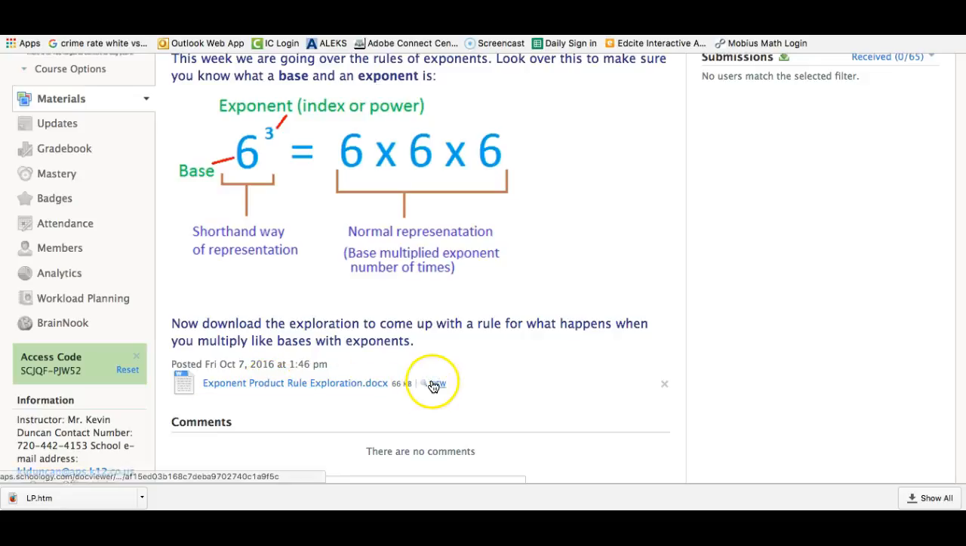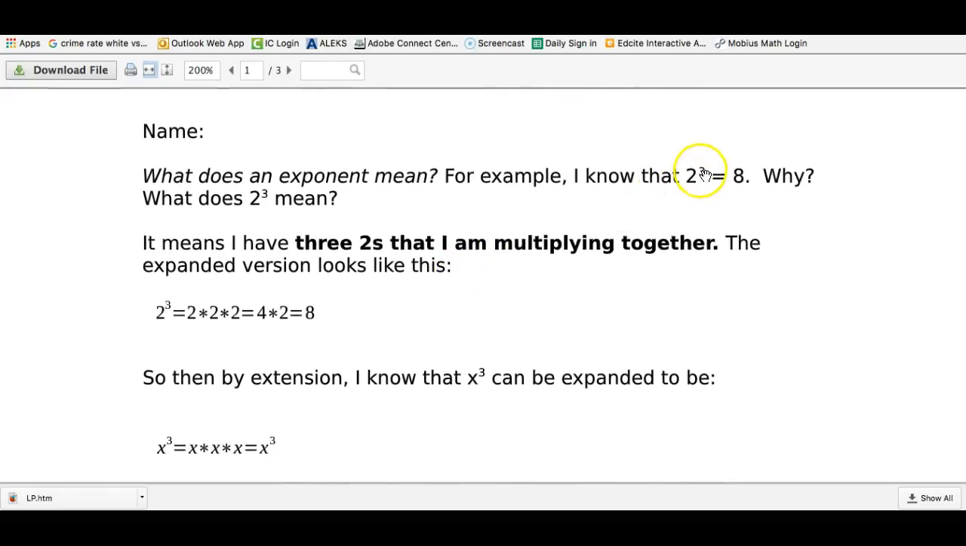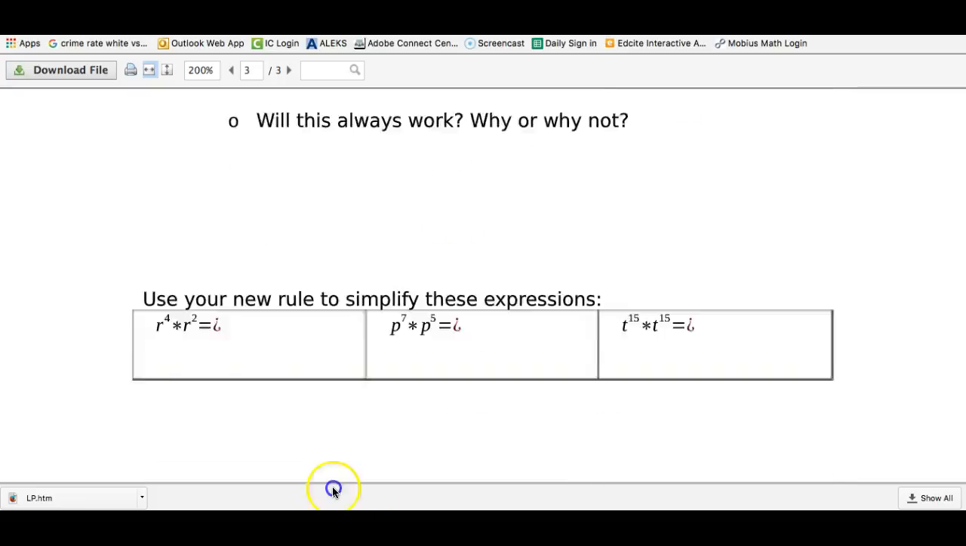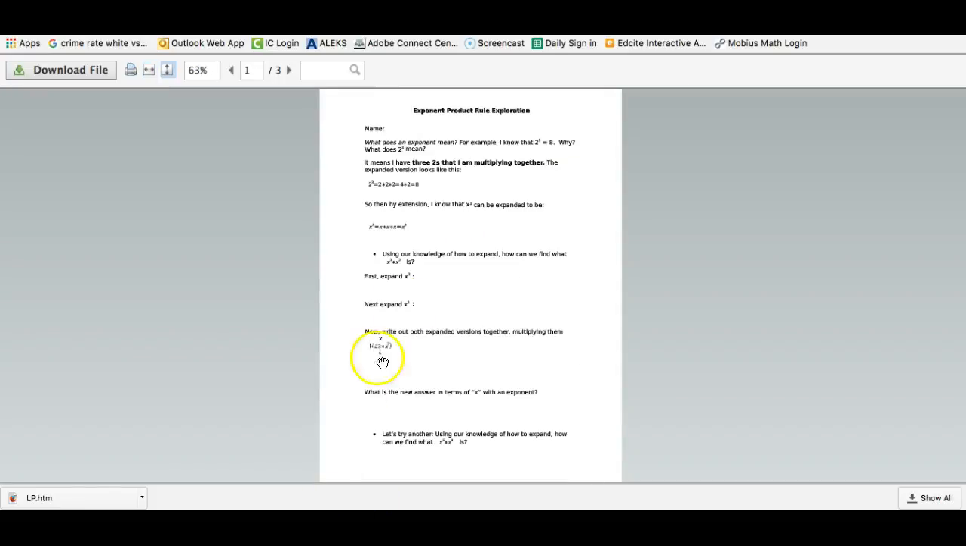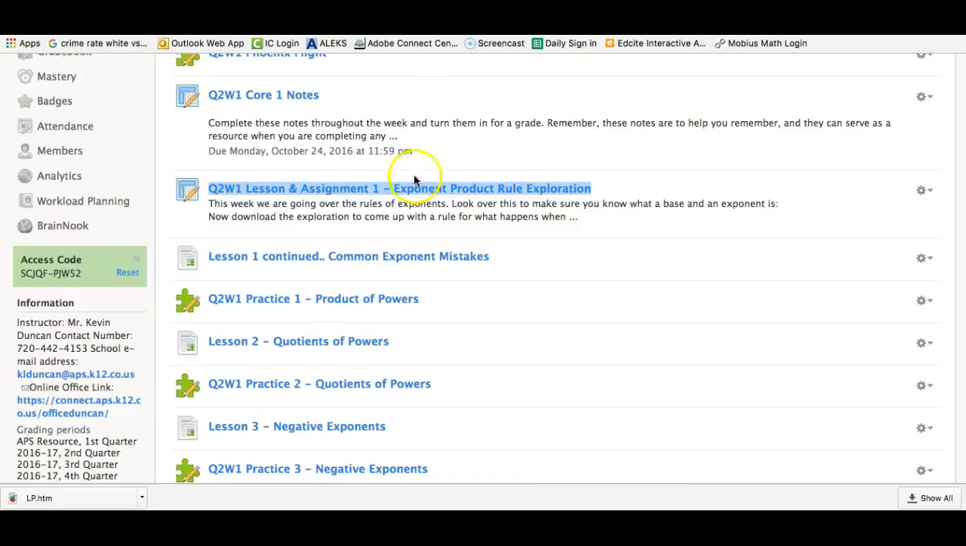It will be your lesson and your assignment for the first lesson. This is called an exploration. So what we're gonna do is use the meaning of what an exponent is to learn a new rule and how to multiply these things with their exponents. So these are going to be printed out and in the bin along with your notes. So make sure you grab these. This is the very first thing that you will be doing this quarter and in week one of quarter two. So go ahead and look through that and complete that for your first assignment and first lesson.